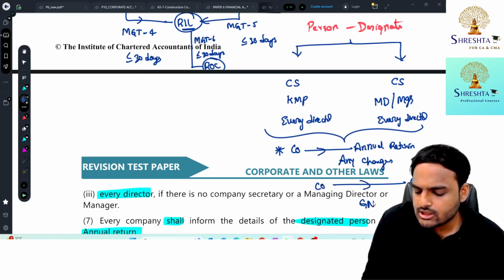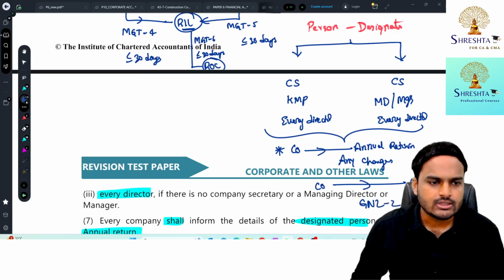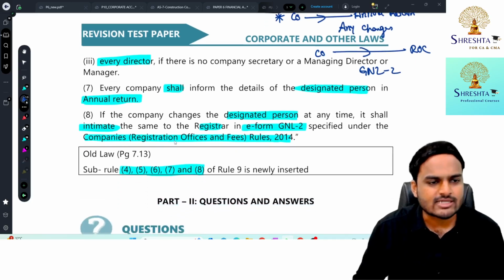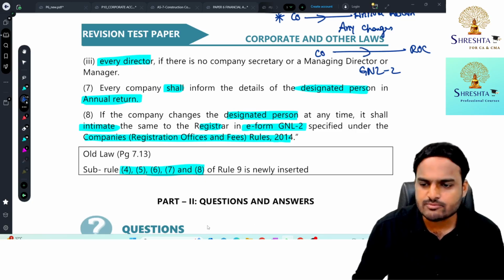Form number GNL2. Understood? These two amendments completed. One is prospectus related amendment and the other one is management and administration related amendment. Clear?